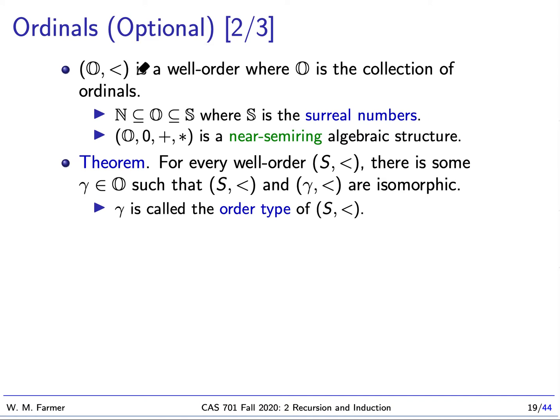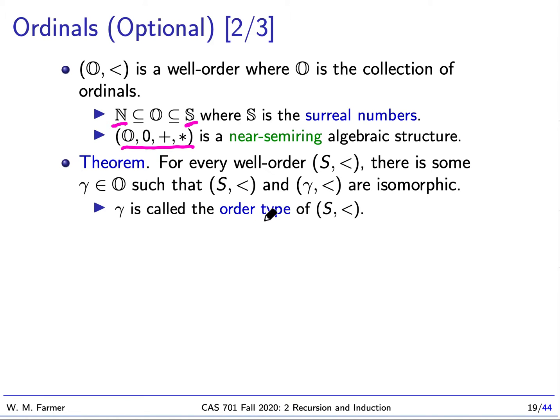Okay, so if we look at all the ordinals, put them all together as a collection, it is itself a well order. And it sits between the natural numbers and the surreal numbers. Remember, the surreal numbers are in some sense the biggest ordered field. And we can also look at the ordinals. If we throw in 0, plus, and times, it has the structure of what's called a near semi-ring, an algebraic structure.